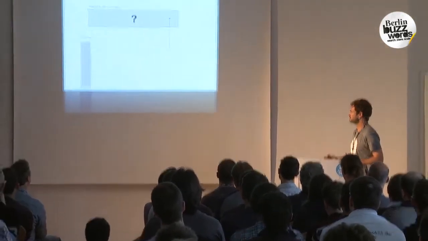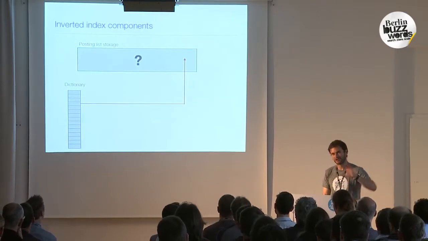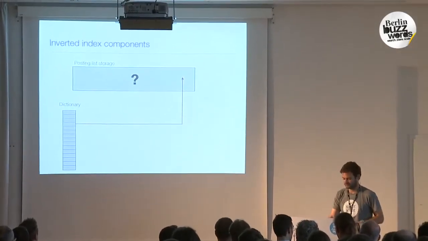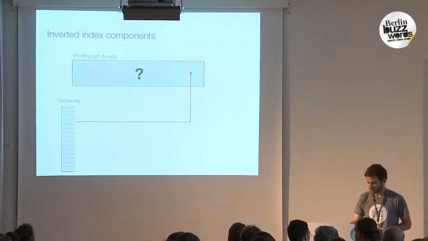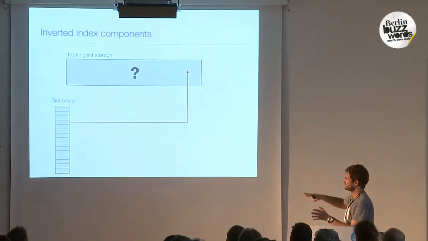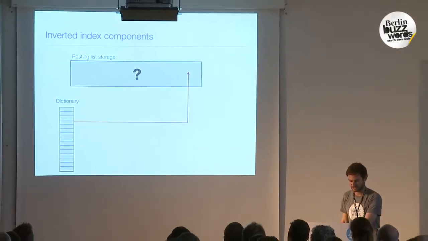So now that you know what an inverted index is, now I'm going to talk about how we manage memory and how we actually store that stuff. So we have those two big components. One is a dictionary. One is a posting storage. I'm going to start with the dictionary.